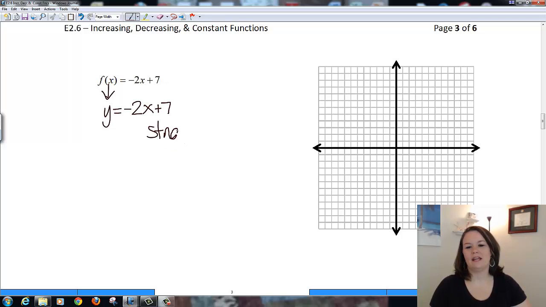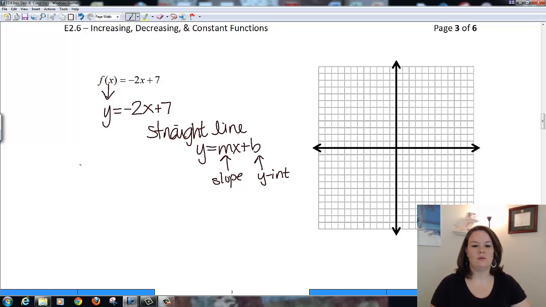Anytime we have an x to the first power, this is just going to make a straight line. Remember when we graph straight lines, we like it to look like y equals mx plus b, because then we know our slope and we know our y-intercept. So for this one, my slope would be -2/1, and my y-intercept would be (0, 7). So I'm going to use that to graph it.